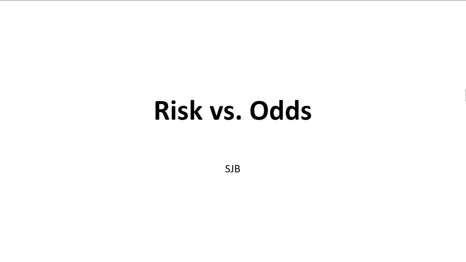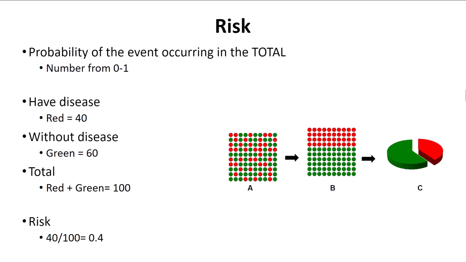This slides presentation will cover the basic concepts of risk versus odds, two different words that are used statistically that you need to be aware of. First, let's talk about risk. Risk itself is the risk of an event occurring out of the total number of people in a population.